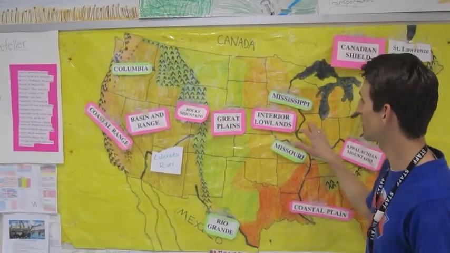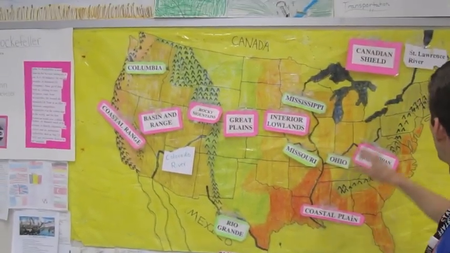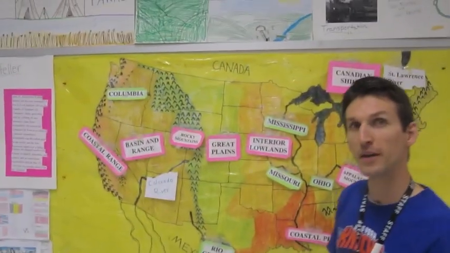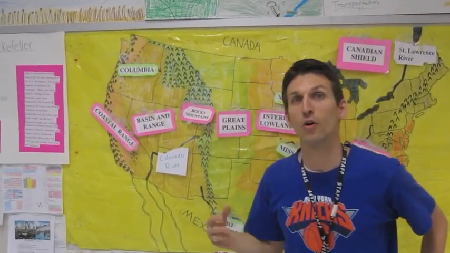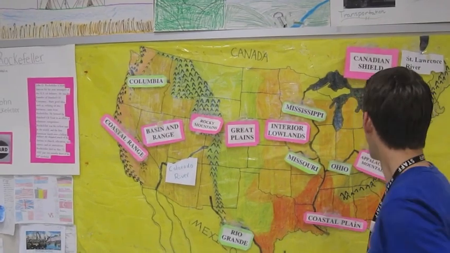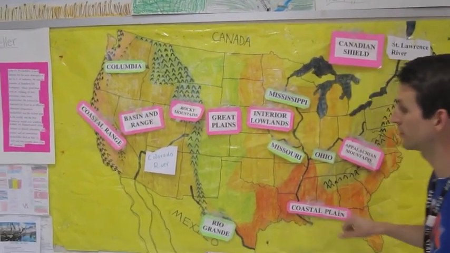The interior lowlands have rolling flatlands, grassy hills, and broad river valleys. The Appalachian Highlands go from eastern Canada to Alabama and are the oldest mountains in North America. They are old and eroded like your teacher. The coastal plain has broad lowlands and excellent harbors.